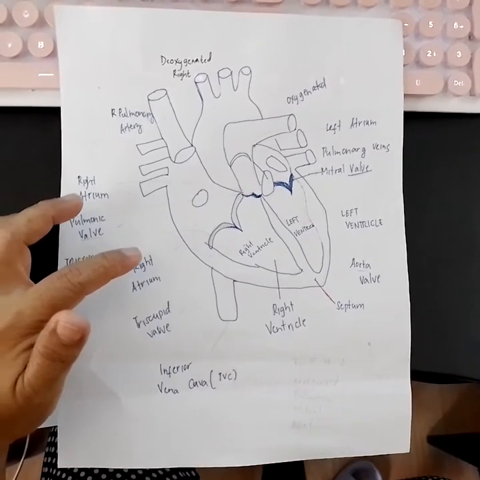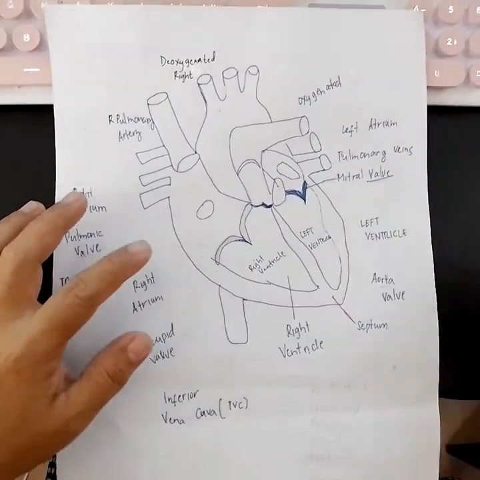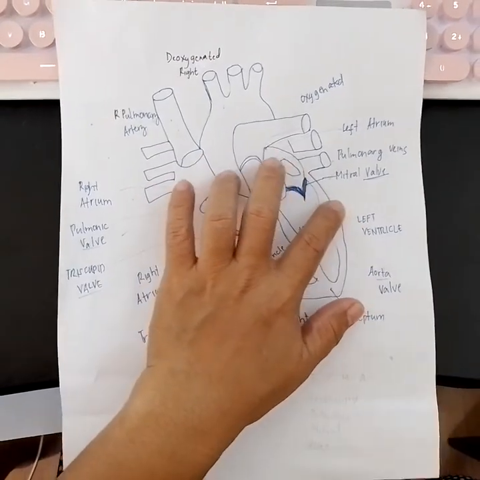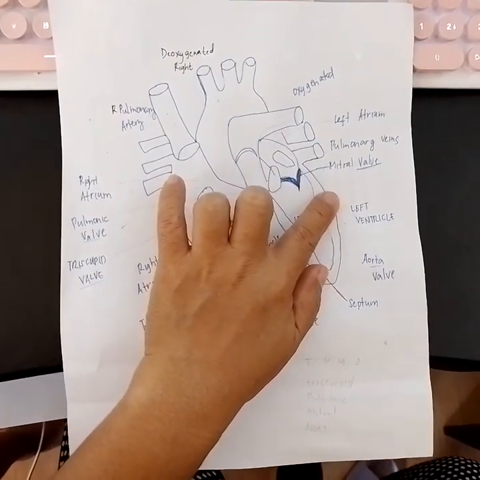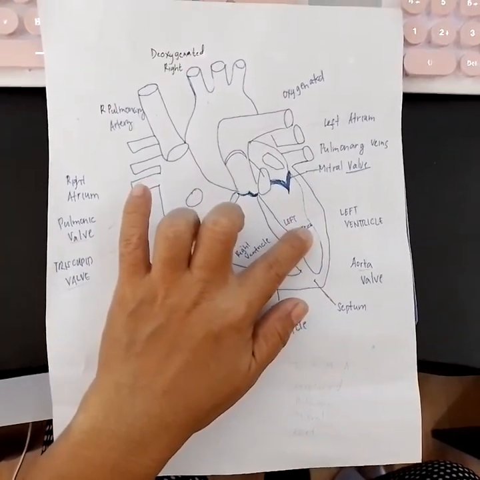We have the right atrium and the right ventricle. The left atrium. And the atria help to fully load the ventricle before it then ejects blood away from the heart.